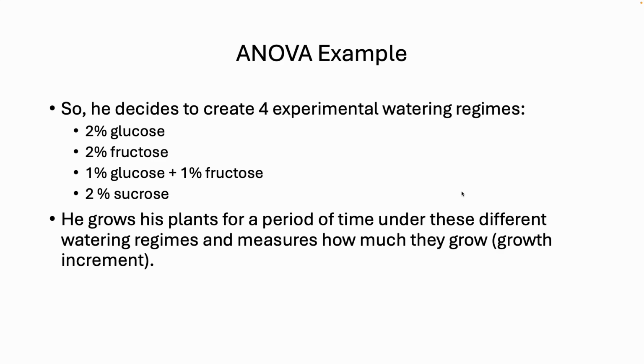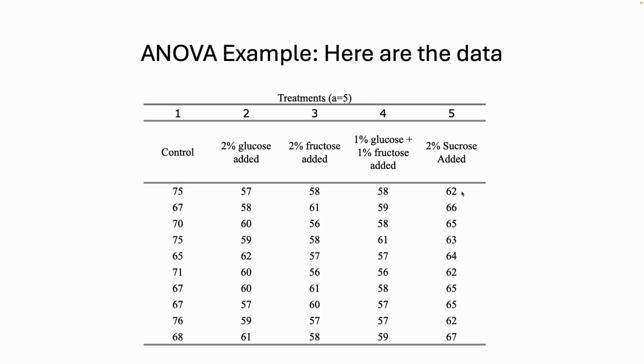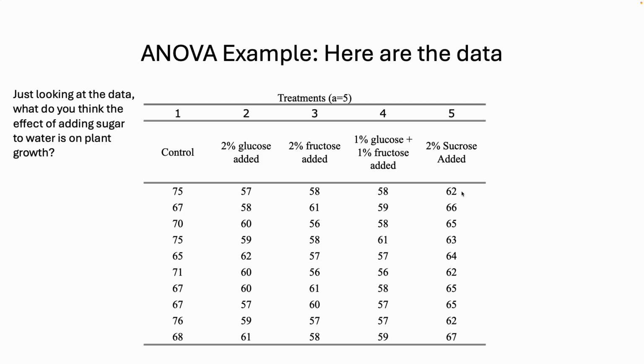He waters these plants and grows them for a period of time, and then measures how much they grow. This is what he refers to as the growth increment, and these are what the data look like. Now, look at the data and just ask yourself for a minute, what do you think the effect of adding sugar water to the plants is on plant growth? So pause the video and look at the data for a minute and make your own gut conclusion on what the effect of adding sugar water to plants is.